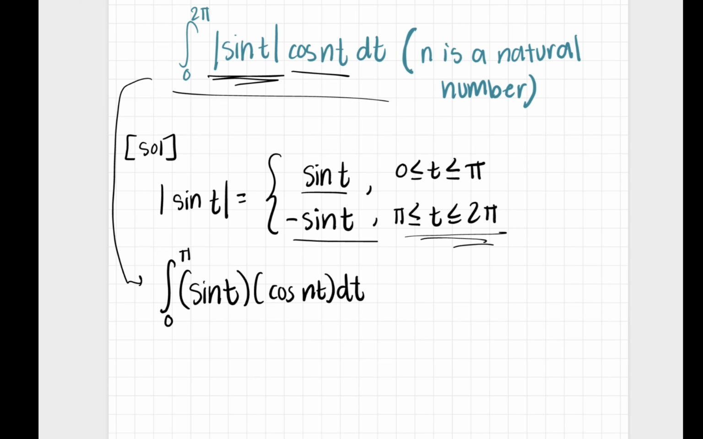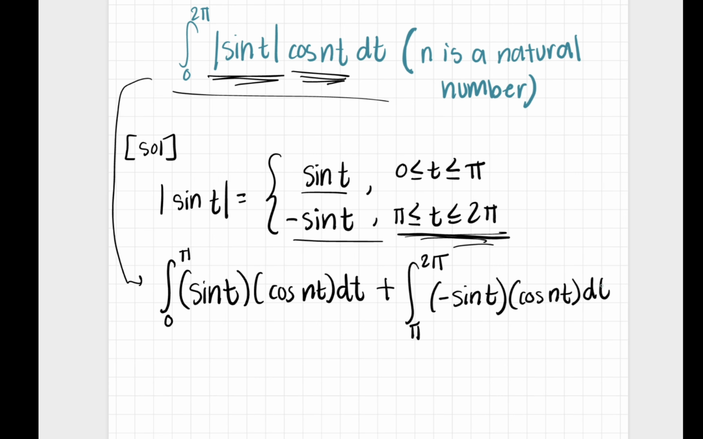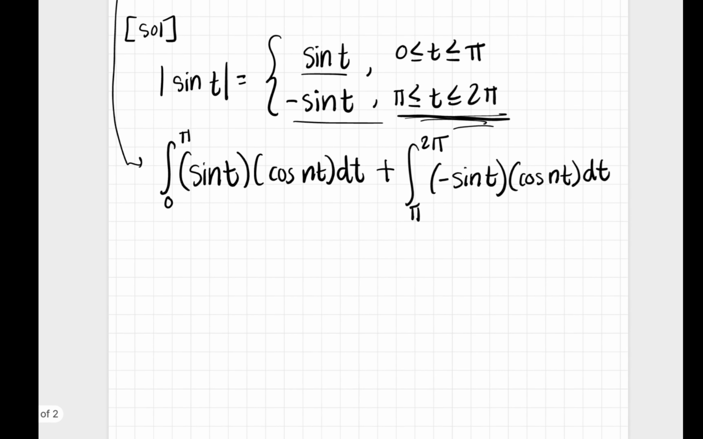However, we also have this part, so we can say plus the integral from pi to 2 pi because of this range right here. And now this is minus sine t. Once again, we keep the cos nt as itself. And there we go. Now let's simplify this. Actually, we don't really have to simplify it. Let's just write it as it is.